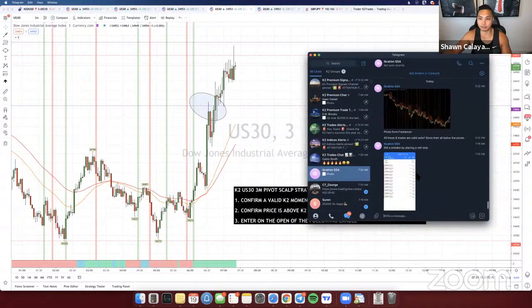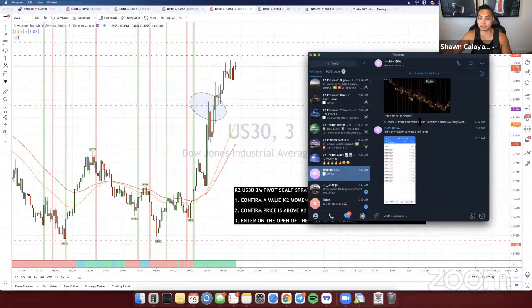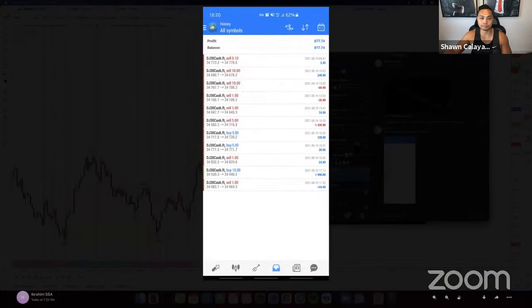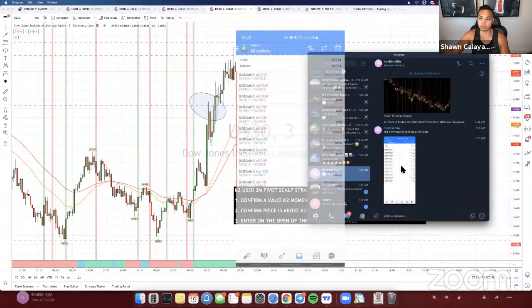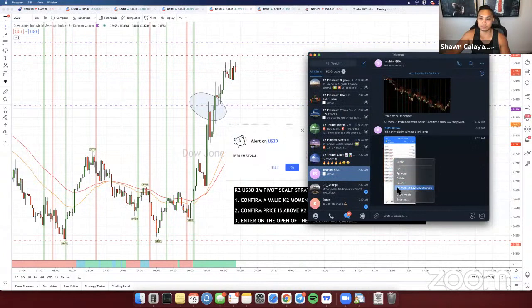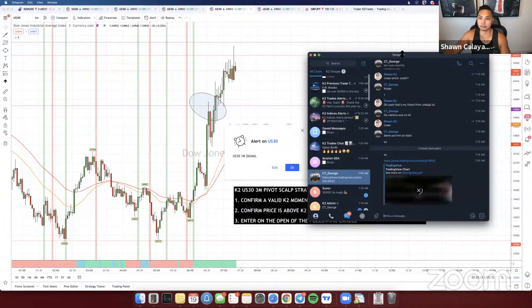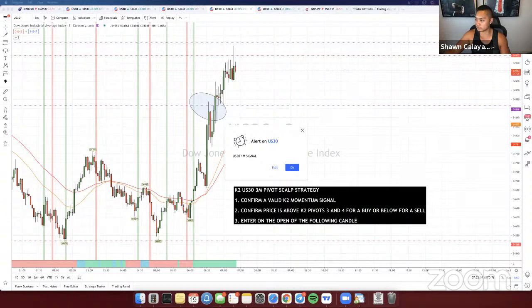Let's see, Abraham over here, he said he made a mistake by placing a sell stop, but he still caught some profit. So yeah, Abraham here made an accidental trade, but he still locked in a total of 877. Great work, Abraham, with that right there. Let's see, CT over here, let me see this chart.